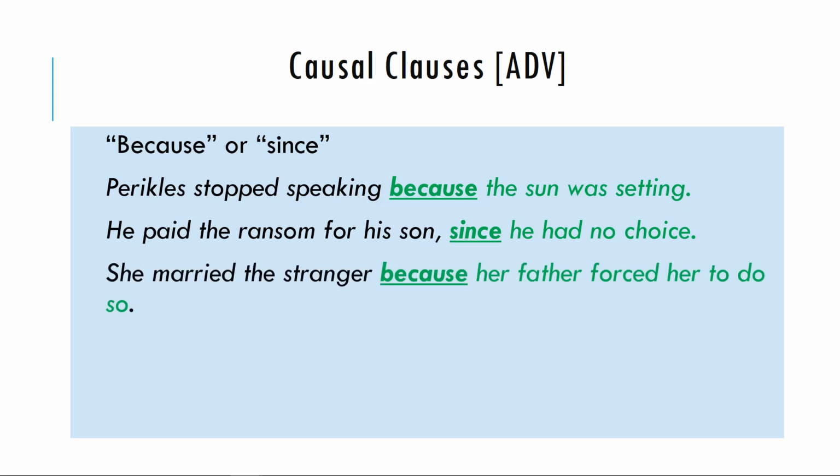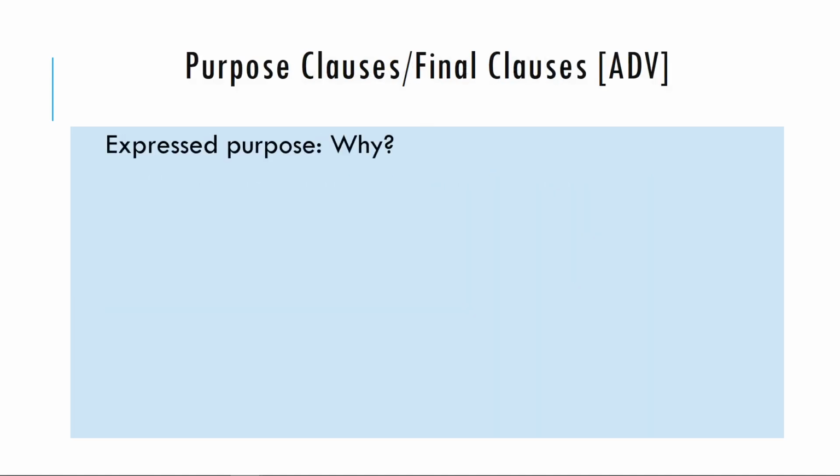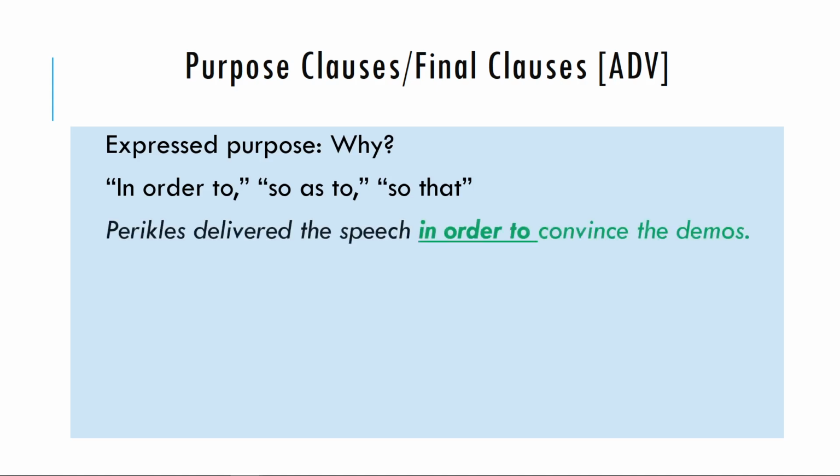So temporal clauses are easy, causal clauses are easy. Purpose clauses, guess what? They express purpose. They're also called final clauses, but I avoid that term because purpose clauses is self-explanatory. They answer the reason why and are labeled adverbially usually, and they are usually translated by terms like in order that, so as to, so that. So Pericles delivered the speech in order to convince the demos.